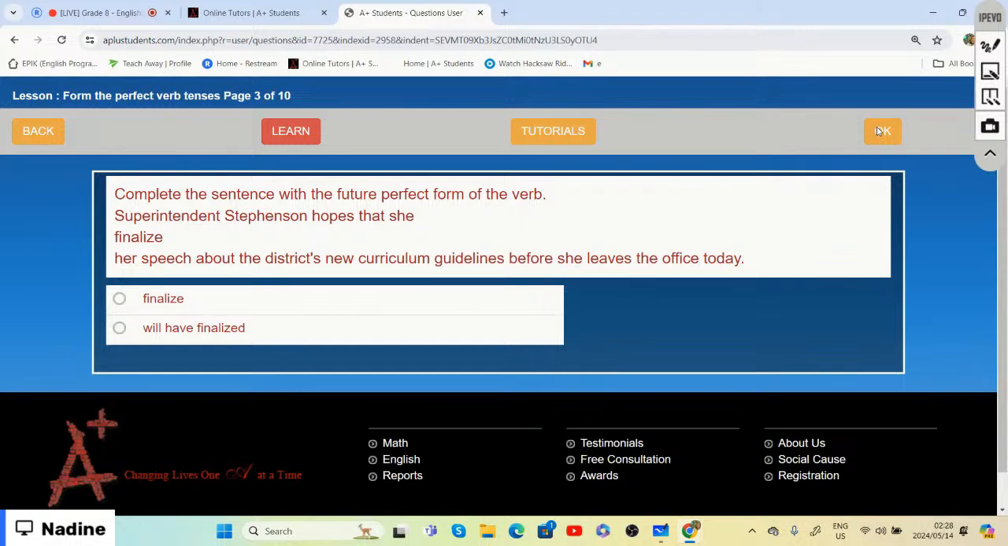All right. Superintendent Stephenson hopes that she, do we say finalize a speech about the district's new curriculum guidelines before she leaves the office today? Or do we say Superintendent Stephenson hopes that she will have finalized the district's new curriculum guidelines before she leaves the office today? And remember, we are now completing the sentence with the future perfect tense.